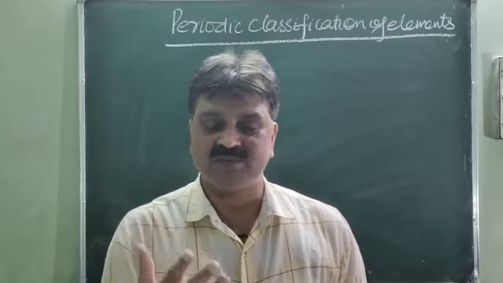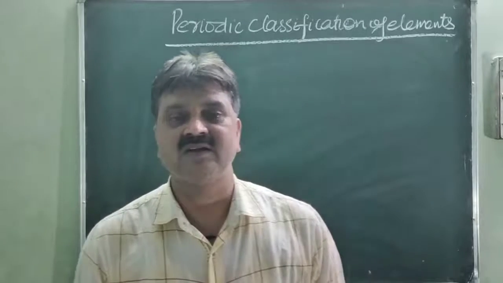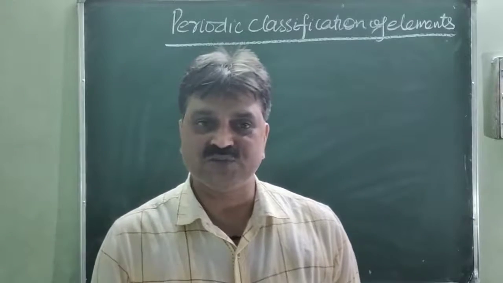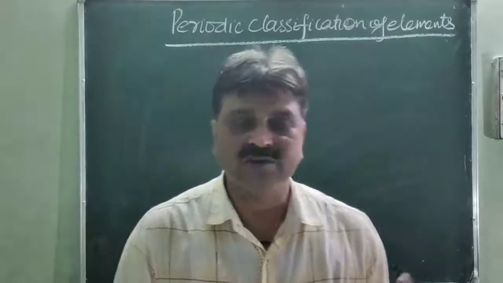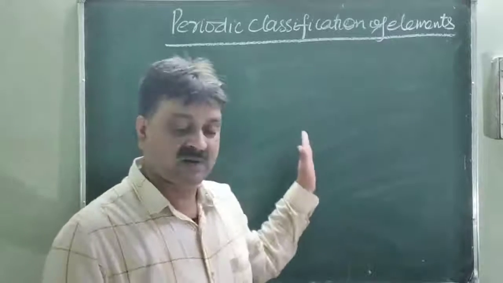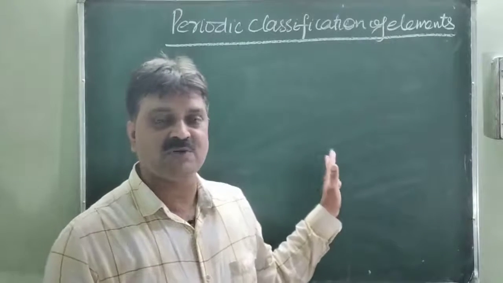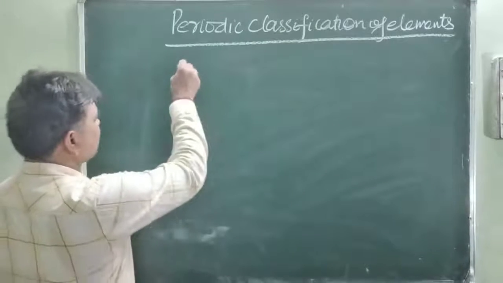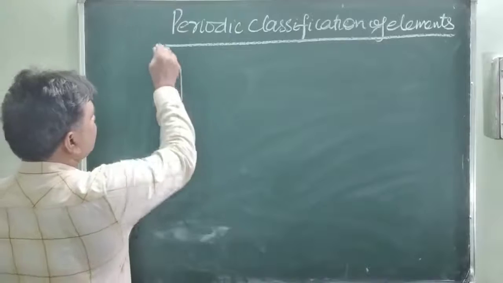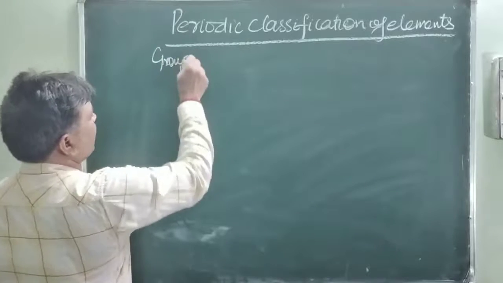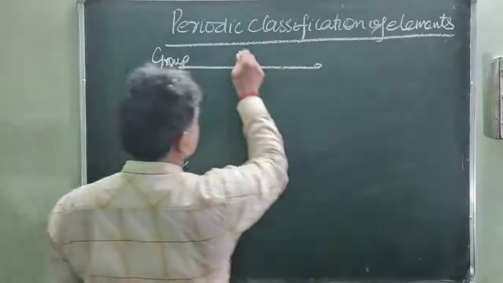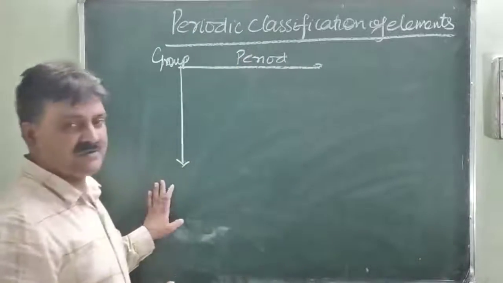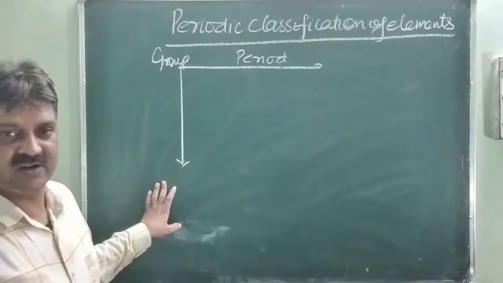But for properties like metallic and non-metallic character, reducing and oxidizing character, and atomic and ionic radii, the questions arise in your board examinations. So I am going to sketch a line which is useful for understanding the periodic properties of elements. Top to bottom, we are considering the group, and left to right is across the period. So which property increases top to bottom, and which property increases left to right across the period?